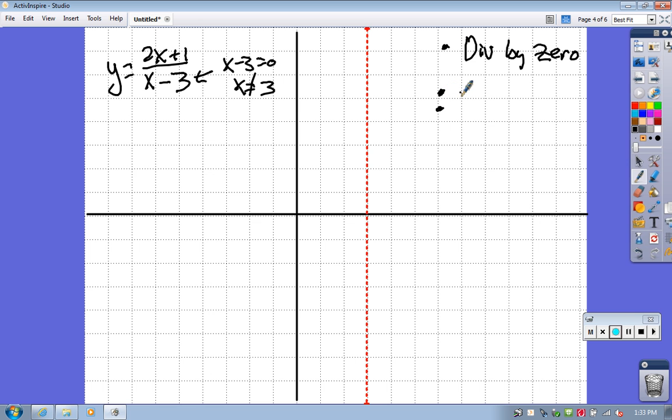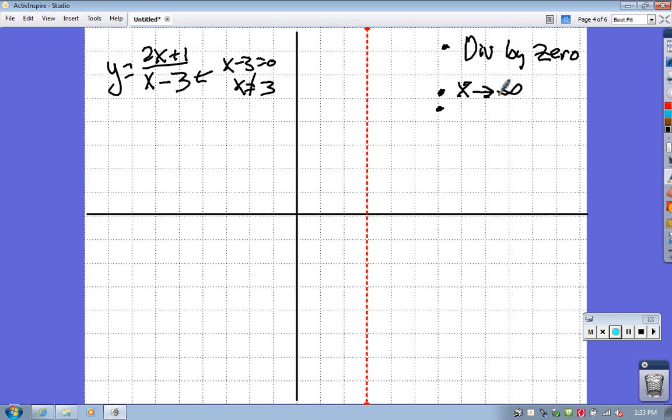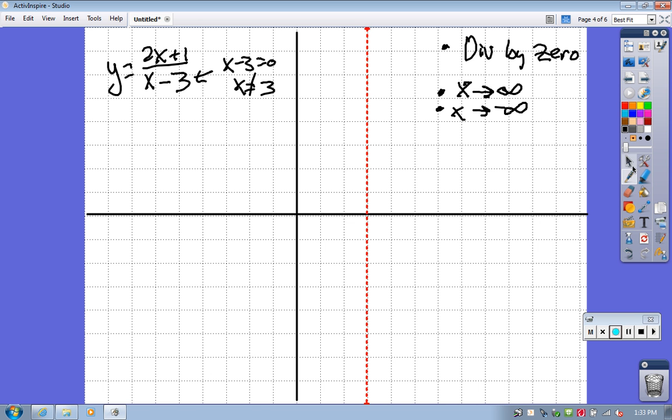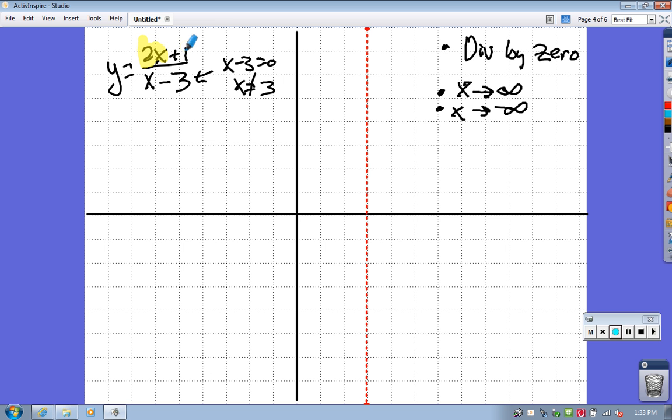Next big idea, what happens as x gets big positively? What happens as x gets big negatively? So let's think about that. As x gets really, really big in a positive direction, notice 2x is going to get really big, and the plus 1 matters less and less, right? When x is 5,000, this is going to be 2 times 5,000 plus 1. Who cares about the plus 1? And if 5,000 isn't big enough for you, go out to 1 billion. 1 billion times 2 plus 1. The plus 1 is insignificant. Same thing here. When x gets really big, the minus 3 loses its meaning.